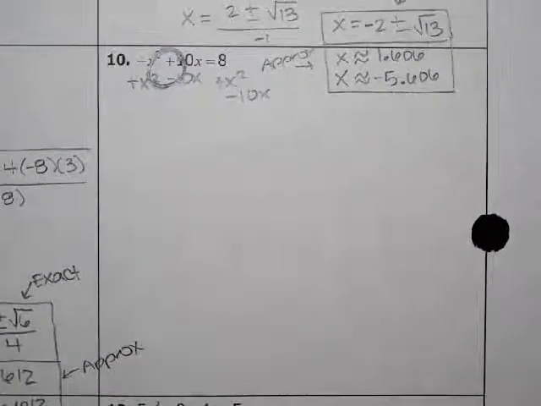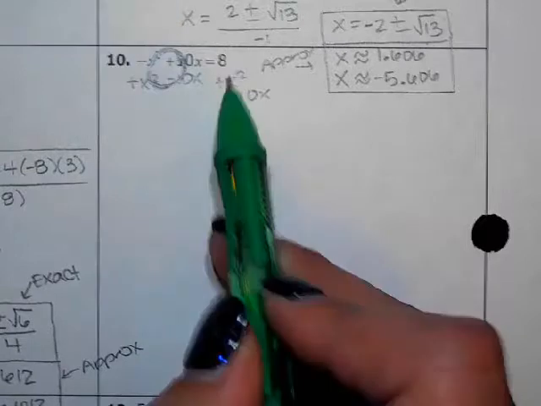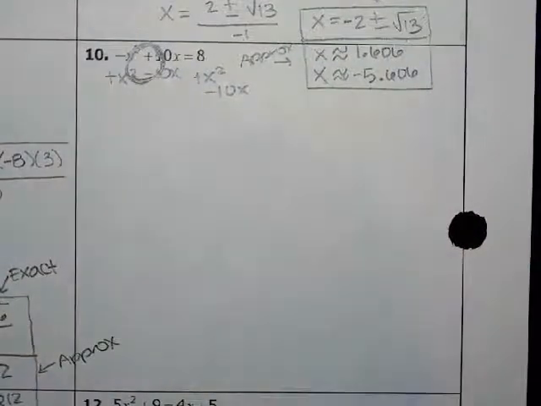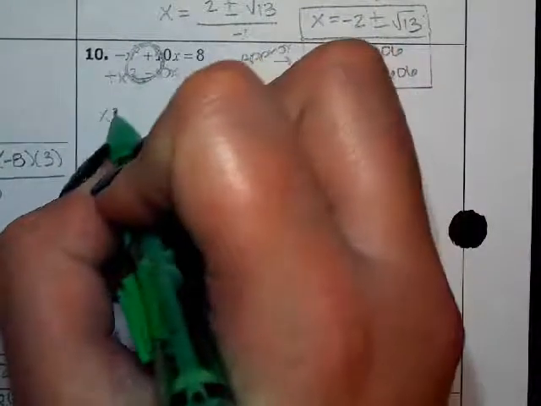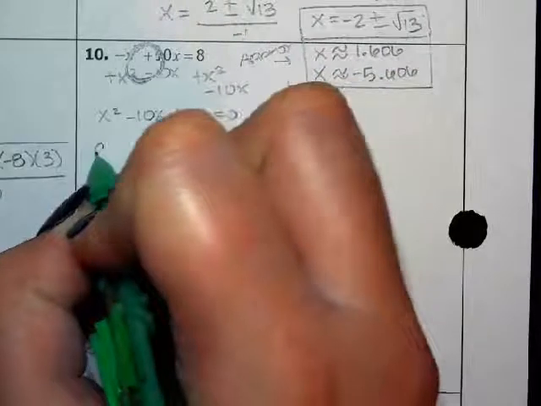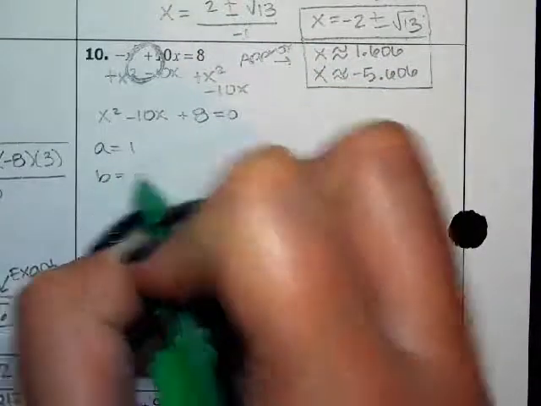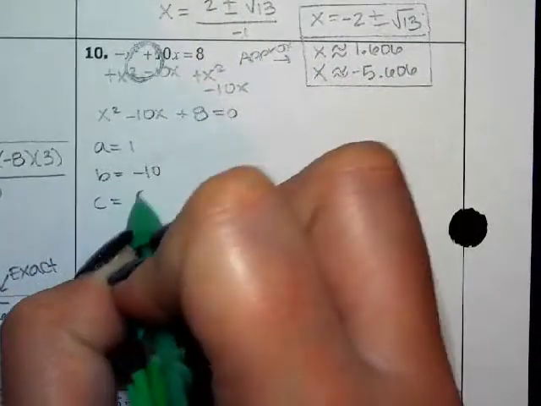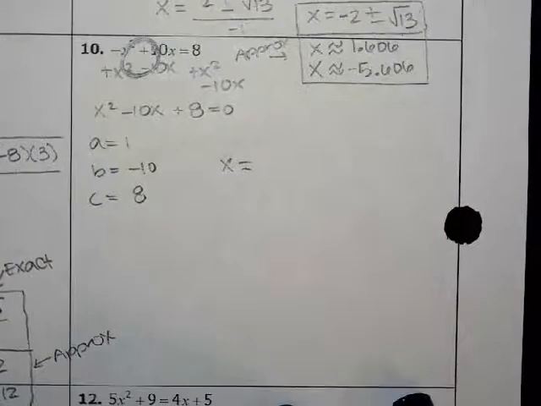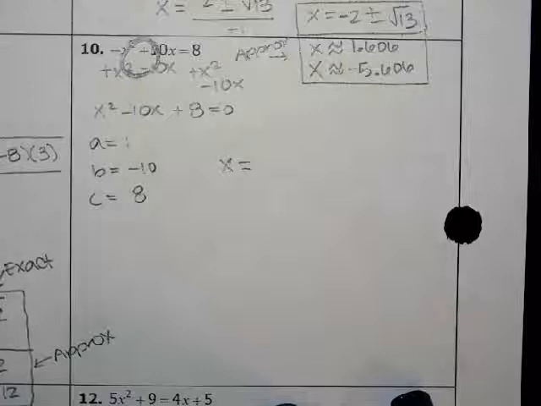So what order should I write these terms in? What goes first? Perfect. Okay, and then you said A equals 1, B equals, and C equals 8. Perfect. Okay. All right, so we got x equals negative b.